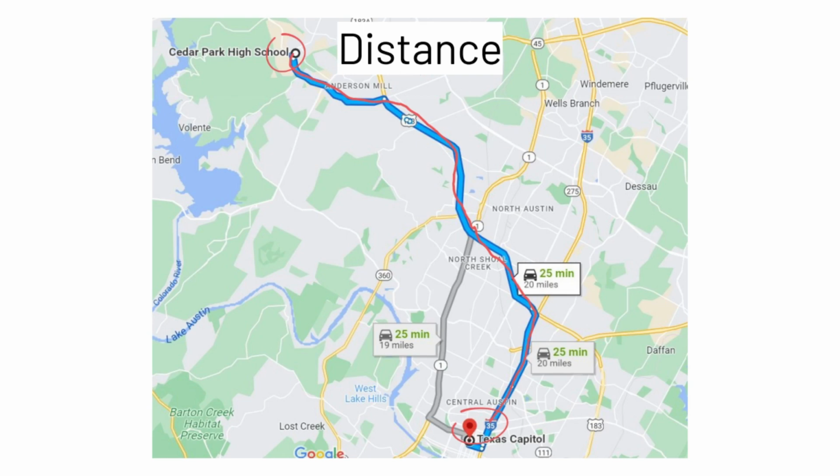We could, if we had to, make a U-turn, go back down, turn back around again, and then go back up Anderson Mill. All of that would still be included in the distance that we're traveling from the Capitol up to Cedar Park High. Doesn't matter that we turned around. It doesn't matter if we started at Cedar Park and went to the Capitol, or if we started at the Capitol and went to Cedar Park. None of that matters when we're talking about distance. It's just the amount of ground that we covered.